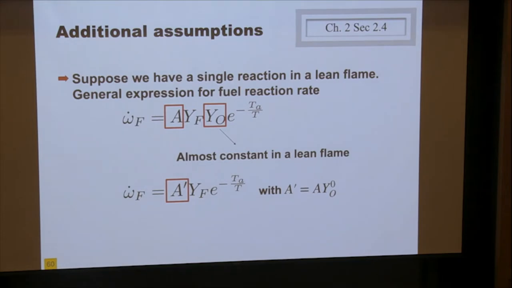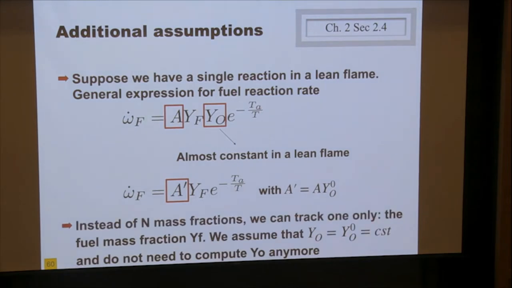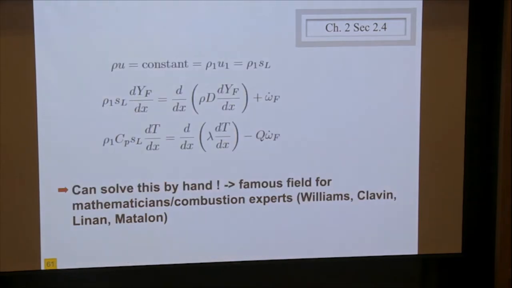So, of course, it's going to be much easier if I'm looking for an analytical solution. Instead of n mass fractions, we just need to track Y_F, the fuel concentration. Now, that means that the equations of conservation become: flow rate equal constant; one equation for the fuel, with D the diffusion coefficient of the fuel, which will be very high if it's hydrogen, for example, and lower for hydrocarbons; and one equation for the temperature.